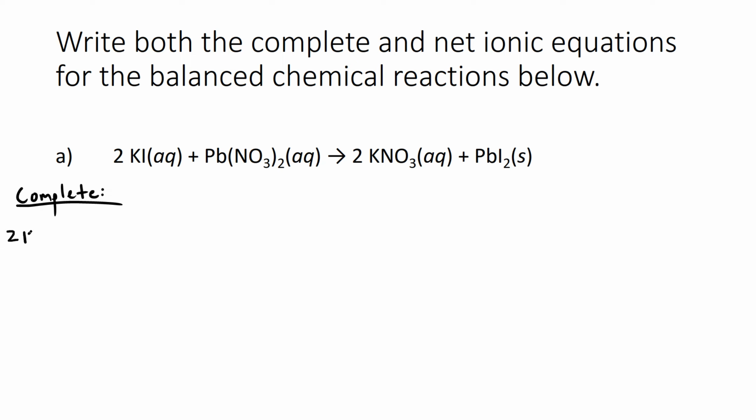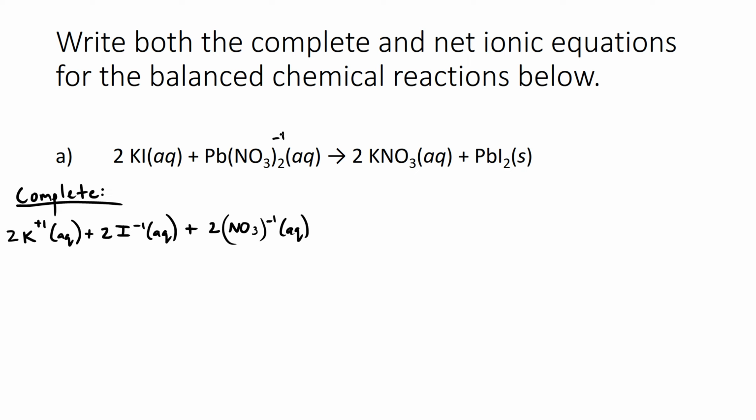We know we have two potassiums, and each potassium has a +1 charge, and it's in the aqueous state. We also know we have two iodides, and those have a -1 charge, and they're also in the aqueous state. For the second reactant, we know nitrate has a -1 charge, and we have two of them, so I'll say we have two nitrates. And those have a -1 charge, and it's also in the aqueous state.